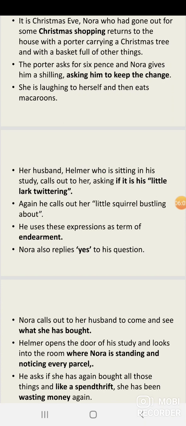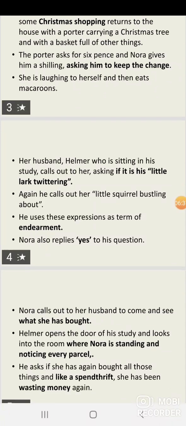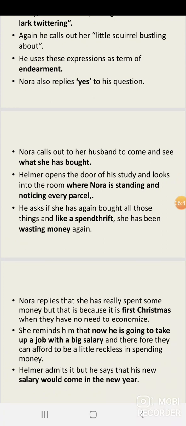Then he calls her to come and see what she had brought. Helmer doesn't come, but he opens the door of his study and looks into the room where Nora was standing, noticing every parcel. So Helmer from his study looks at Nora, as well as every parcel that she bought from the market. Then he asks her if she has again bought all those things, and like a spendthrift has been wasting money again. She has bought so many things, she has just wasted the money.